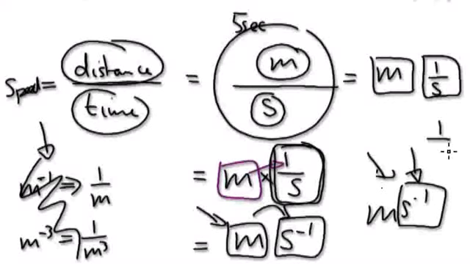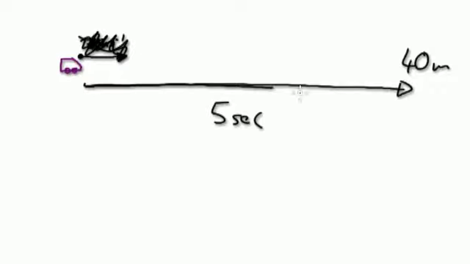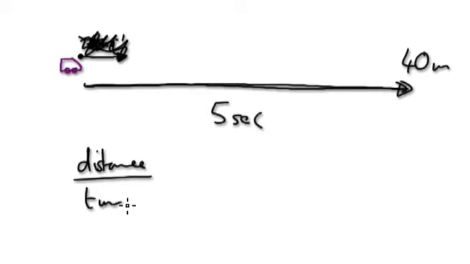This bit here is like 1 over s. Let me just reiterate. If you're given the distance here, let's say 40 meters, your dad's done 40 meters in 5 seconds, and you want to know the speed, you would get this thing here, which is distance, divided by time. So basically, if you want to know his speed, you would get this divided by this.